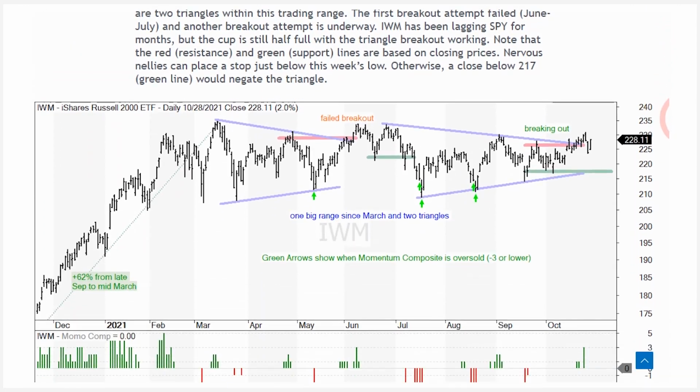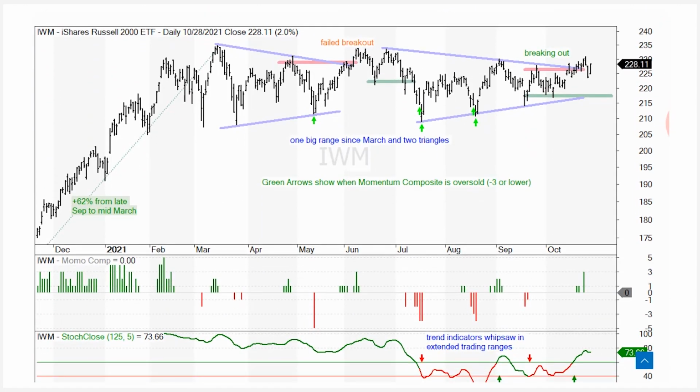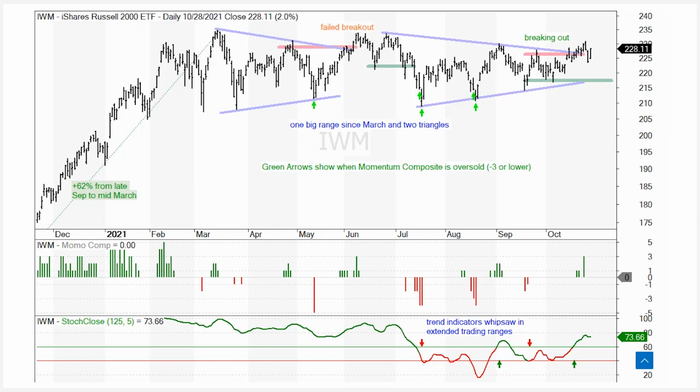And then if we look at the IWM chart, we had the 5-day above the 200-day. So that gave you a bullish bias. And then down here, I've got Stoch close, and Stoch close was bullish. It had whipsawed, but you're going to get whipsaws in trend following indicators when you have a trading range. But what I was focused on was what was happening within that trading range. And if you look here, we had a triangle, we had a breakout, and it failed.